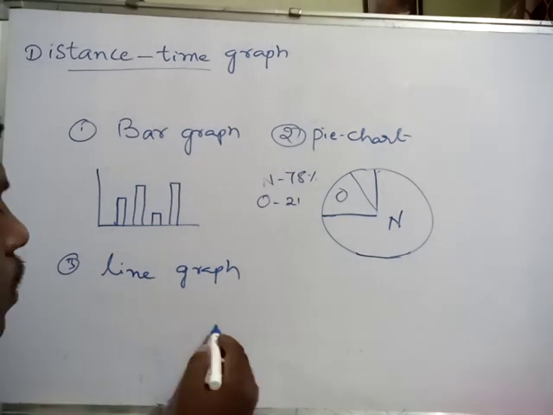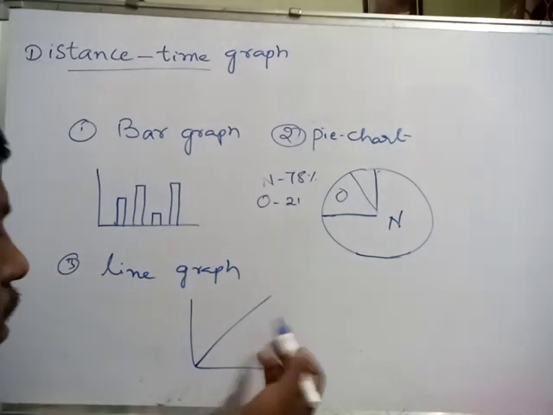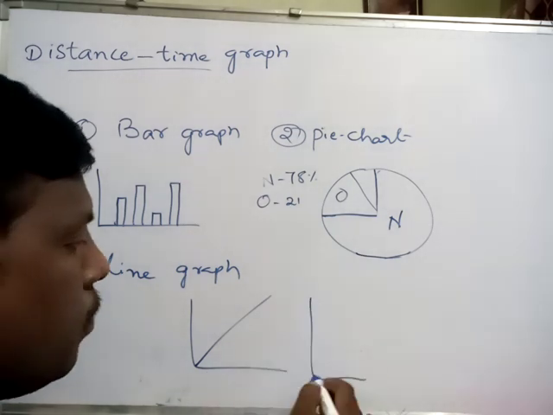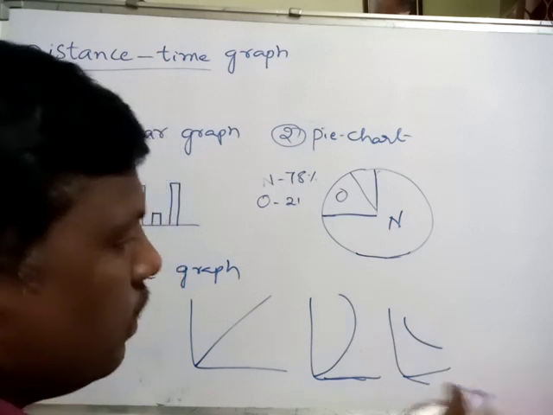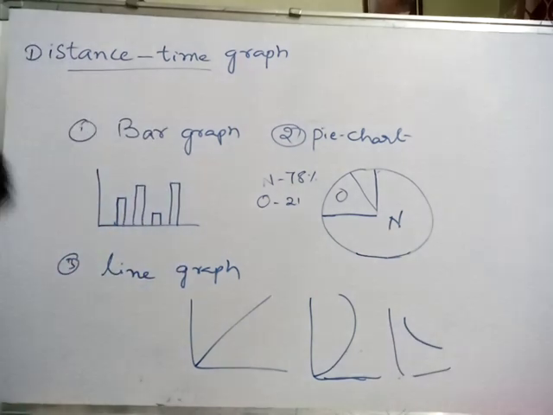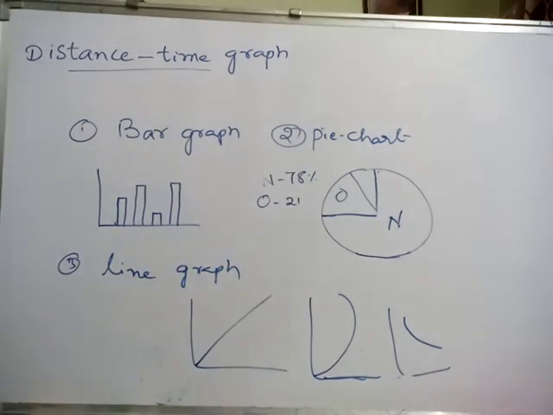And line graph, line graph means just a line. That line may be a straight line, or a curved line, or coming down, like that. So graphs are of three types: bar graph, pie chart, and line graph.